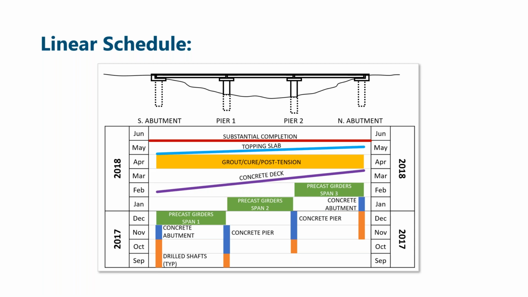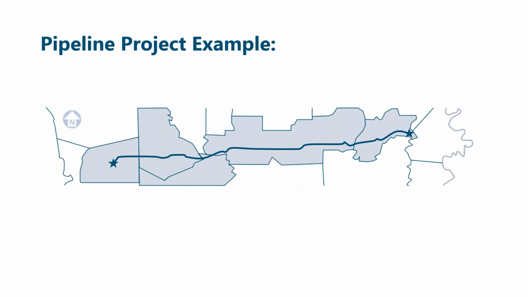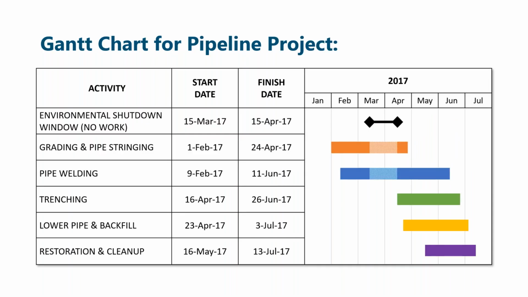Go ahead, James, please. I will go through this one a little bit quicker here, the pipeline. So you have a long pipeline buried, and here is a simple Gantt chart. You start with grading and pipe stringing to get the ground ready and lay out the pieces of pipe. The welding crew welds all the pipes together. The trenching crew digs the trench, and then a crew follows behind them to lower down the pipe into the trench and then backfill on top of it. And then one more crew follows them to do the restoration and the cleanup.